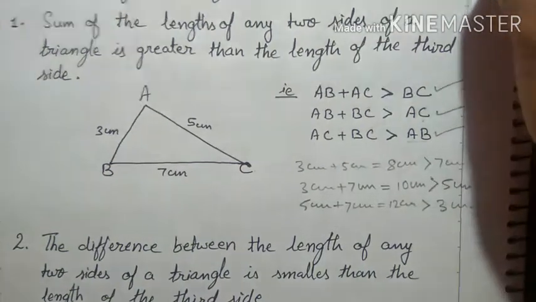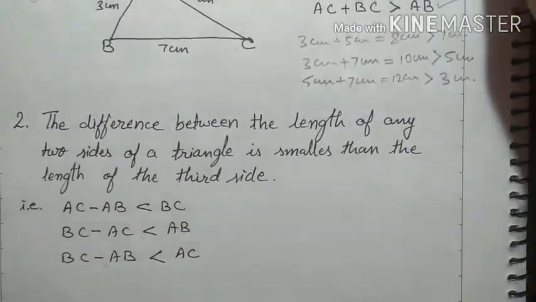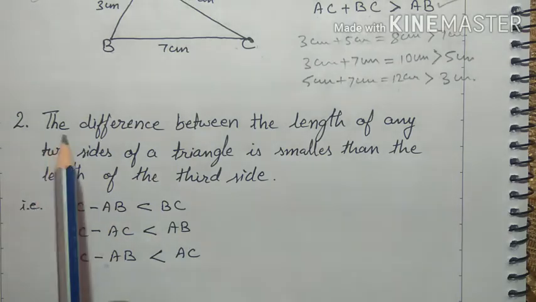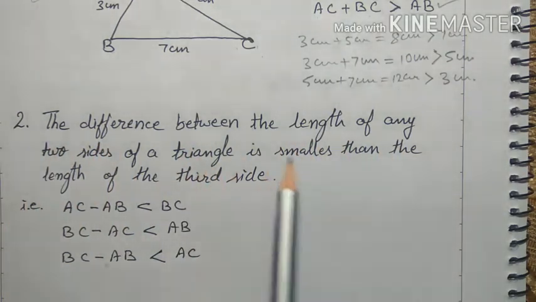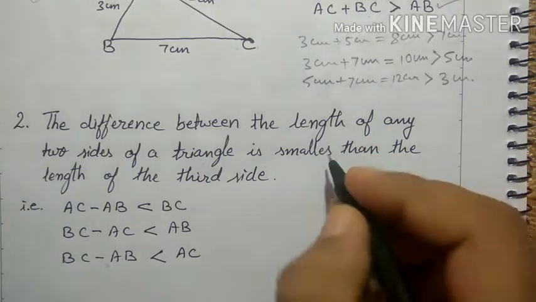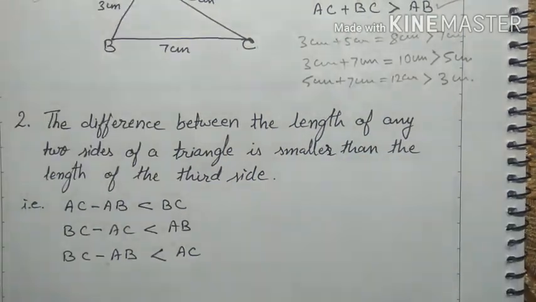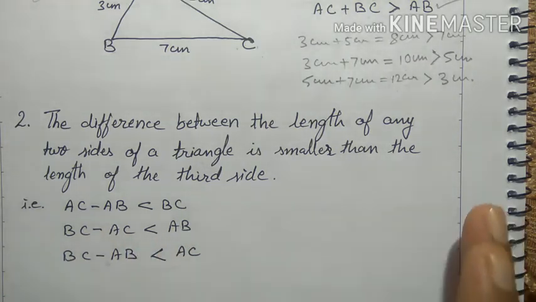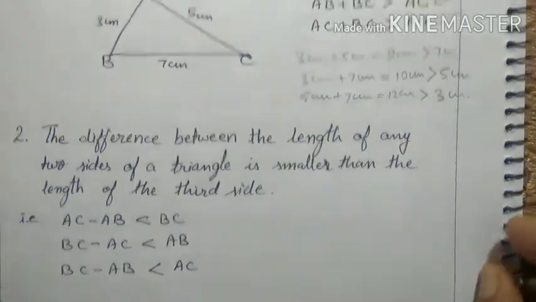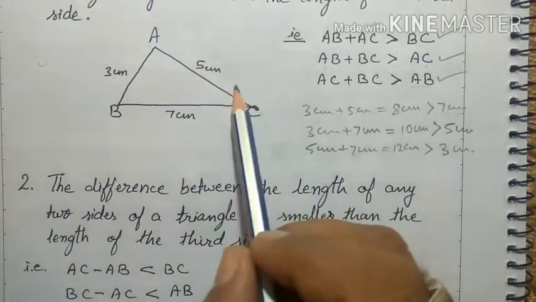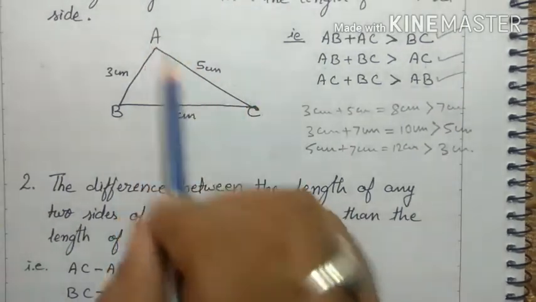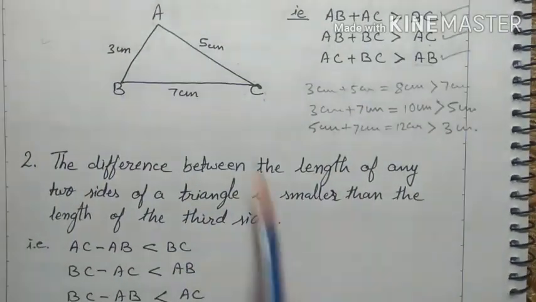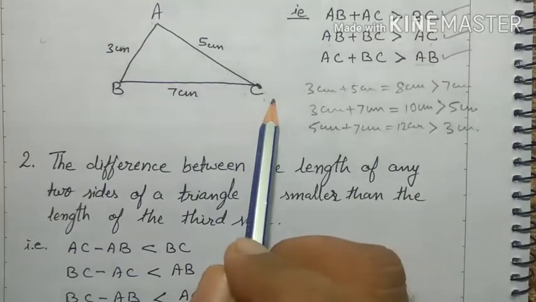Now the next one is what? The second property of sides is that the difference between the lengths of any two sides of a triangle is smaller than the length of the third side, right? That means we take any two sides and take the difference. Suppose I am taking AC and AB, so AC minus AB, since AC is the bigger side. Now we have to check whether this difference is smaller than BC.